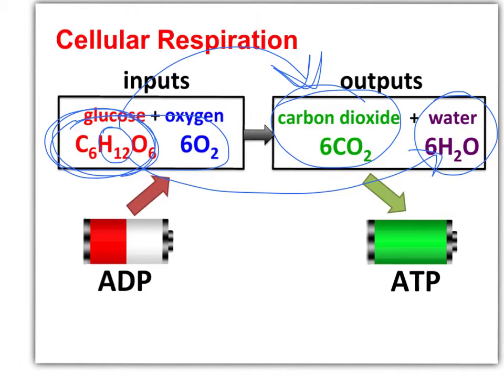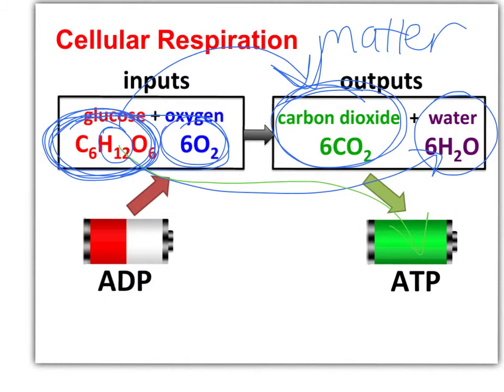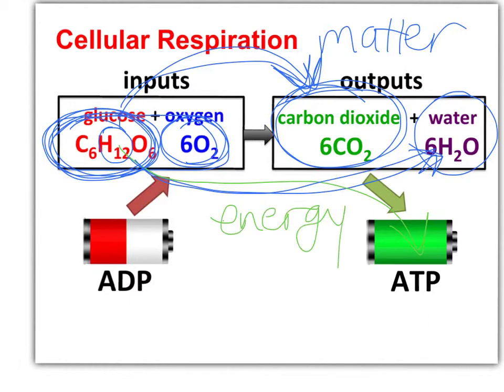The energy is being transferred here. The energy goes from the glucose into the ATP, but the atoms from the glucose and the oxygen become carbon dioxide and water. Okay, so I'm going to label that. The matter is blue, so we can see the atoms from glucose, the atoms from oxygen becoming CO2 and water. The energy is going to be green. Energy is going from glucose into ATP.